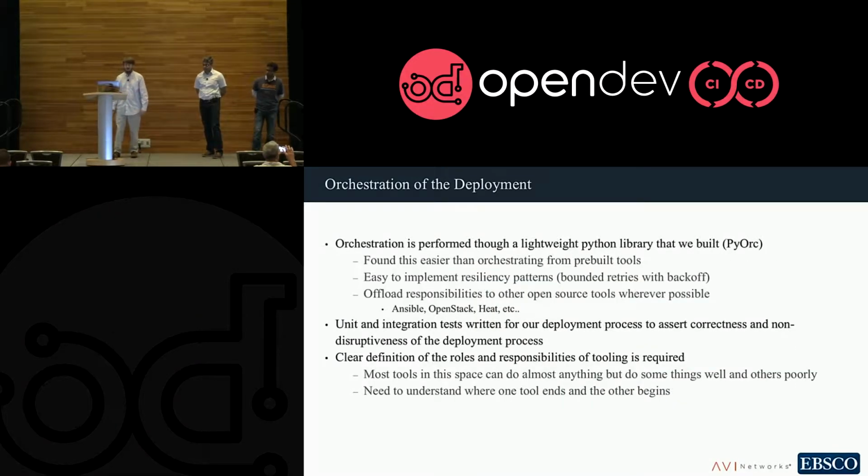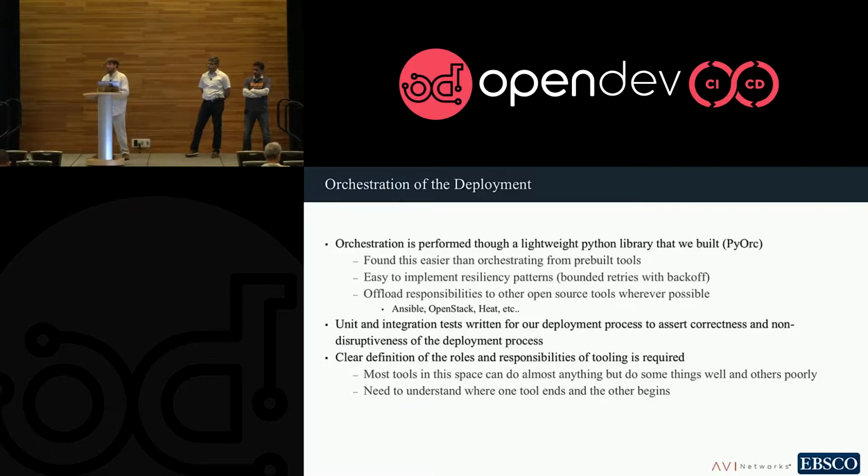So the orchestration of this deployment. Basically what we did here is we experimented with a lot of different strategies, a lot of different configuration management tools, and we found the best strategy for us for this orchestration was basically to build a lightweight Python library to handle the orchestration. We found that easier than working with pre-built tools, but the important part to that was to offload the responsibilities to open source tools whenever you can. So this library doesn't do everything, it just orchestrates. It'll offload to Ansible, OpenStack, Heat, a lot of other frameworks for various responsibilities. It's just orchestrating this process.